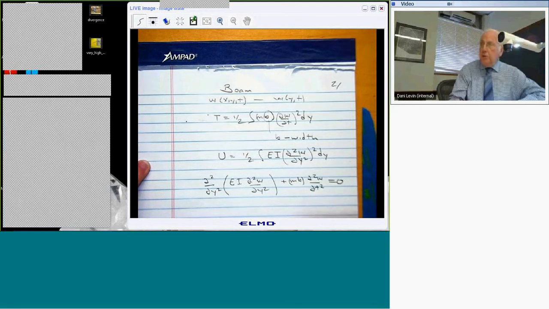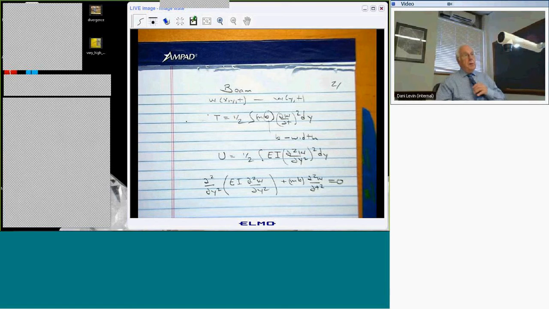And I also get some boundary conditions. It will turn out that this result is true for any set of boundary conditions. I don't have to assume any particular boundary conditions. So this result is pretty general.